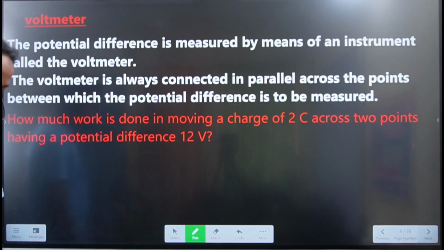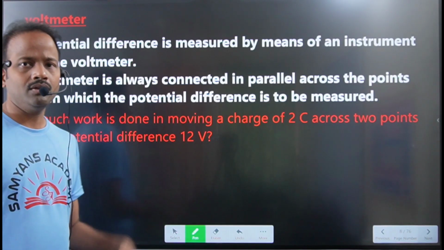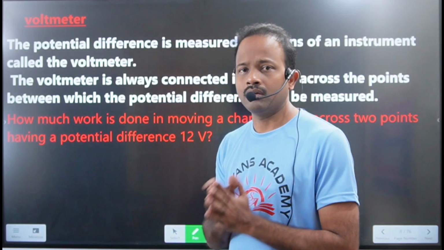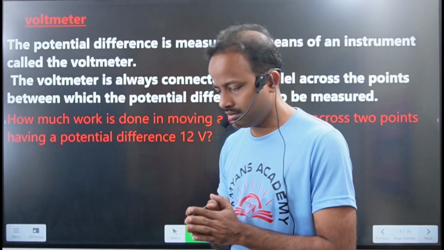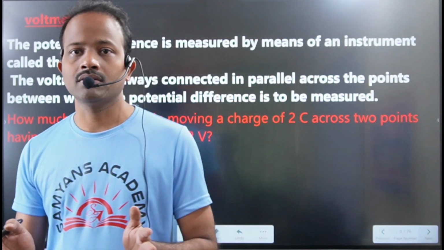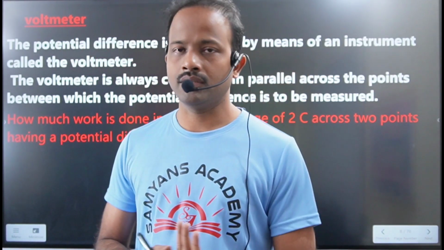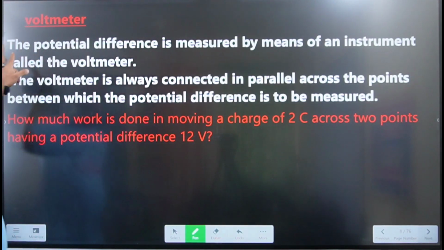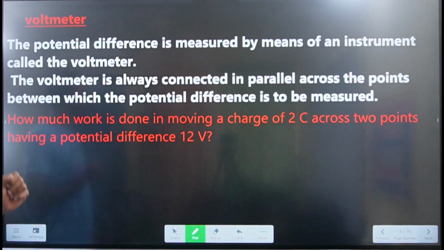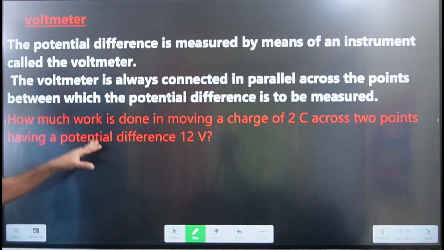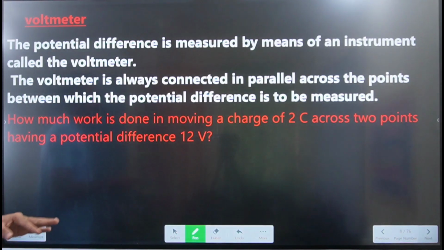Voltmeter. What is the use of the voltmeter? Already you know that voltmeter is used to measure the potential difference between 2 points in an electric circuit carrying current. The potential difference is measured by means of an instrument called the voltmeter. And the voltmeter is always connected in parallel across the points between which the potential difference is to be measured.